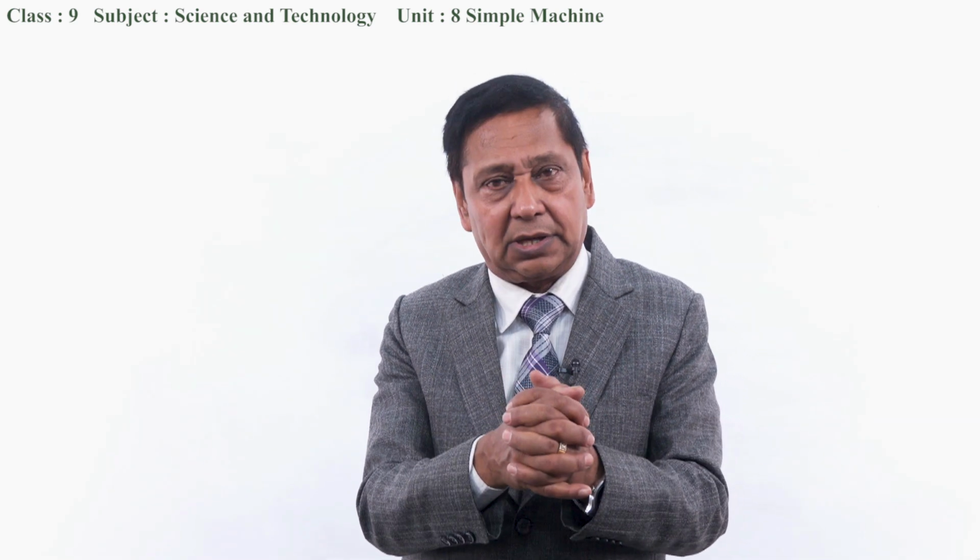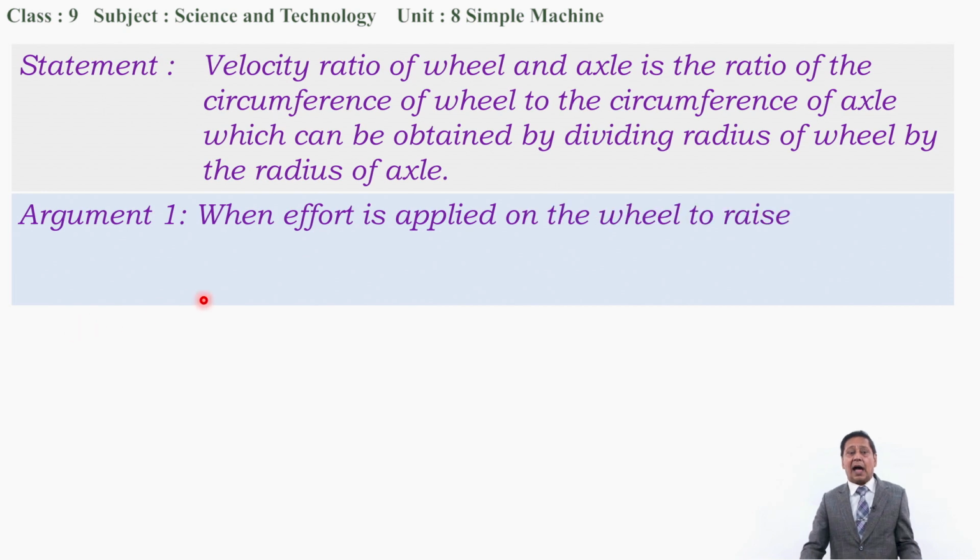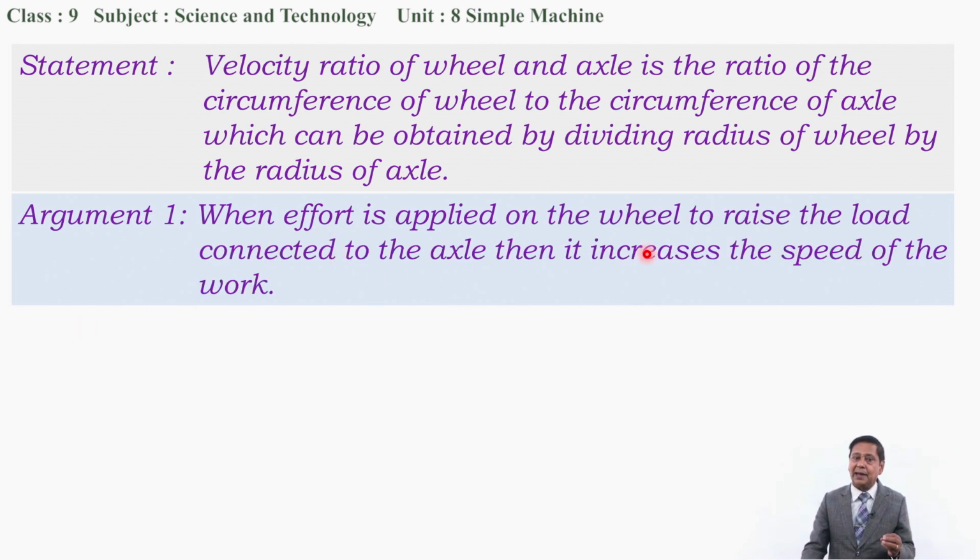Okay, now after this discussion, I want to present one question, whether you will be able to solve this or not. A statement is given. The velocity ratio of wheel and axle is the ratio of the circumference of the wheel to the circumference of the axle, which can be obtained by dividing the radius of the wheel by the radius of the axle. Is the statement correct or not? Just think about this. Argument 1. When effort is applied on the wheel to raise the load connected to the axle, then it increases the speed of the work. Is it correct?